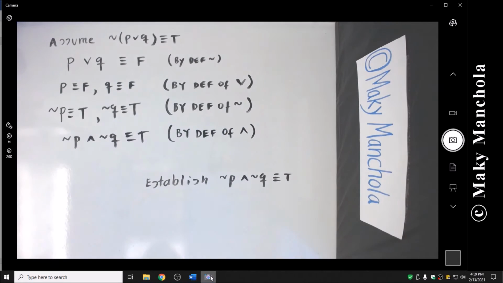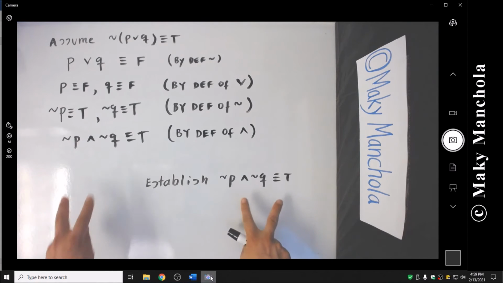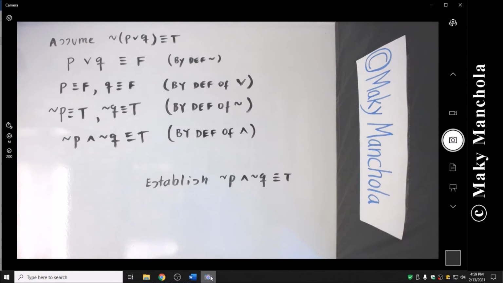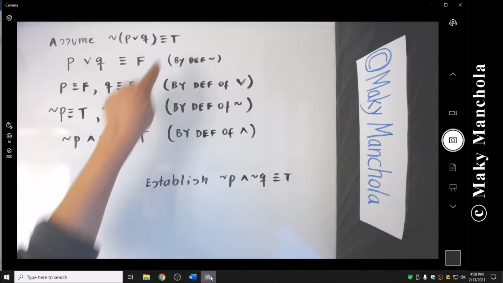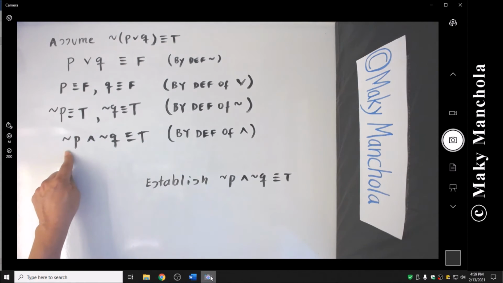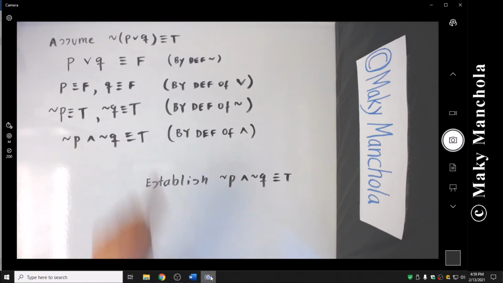Okay, so our goal has been established. Our goal has been reached. We wanted that, we got it. So we started with negation of P or Q is true, and we concluded that the negation of P and the negation of Q is also true.